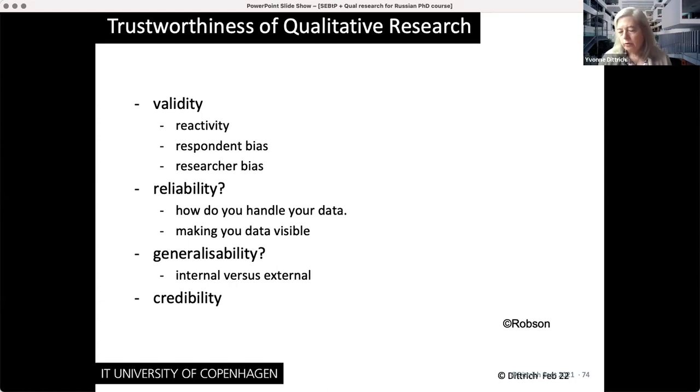Generalizability: there's internal and there's external generalizability. External generalizability you normally discuss in quantitative research. That is: how representative is the data that we analyze of the whole population that we are talking about? Can that be transferred to others? How sure can we be that our relation between data is representative of the population?